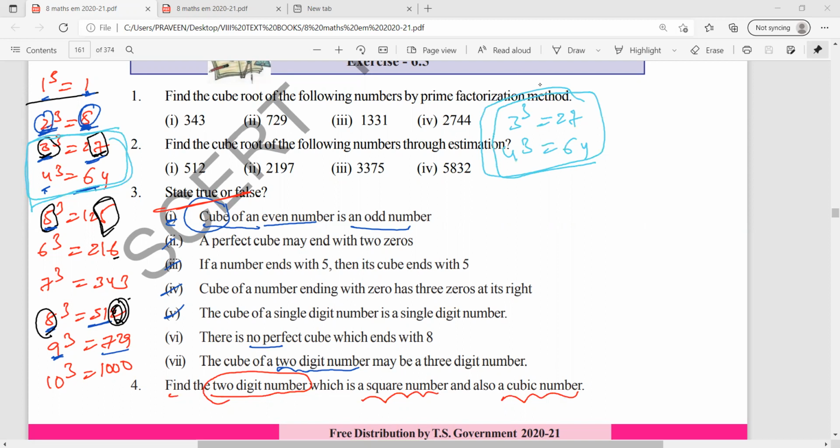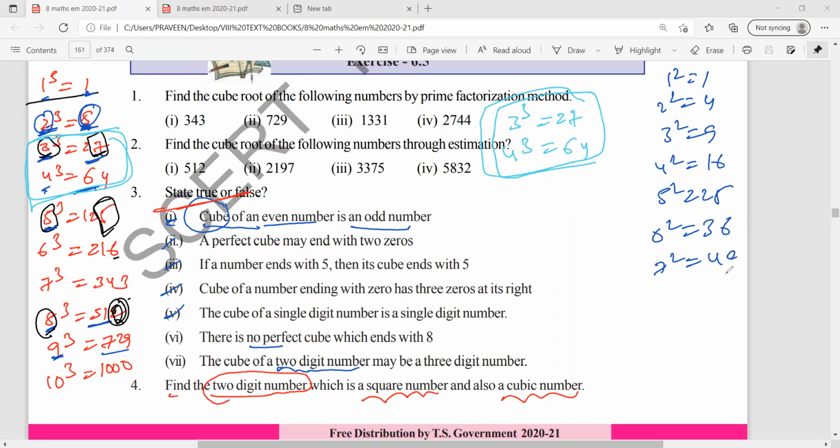Next, let's go for squares also. 1 square is 1, not possible. 2 square is 4. 3 square is 9. 4 square is 16. 5 square is 25. 6 square is 36. 7 square is 49. 8 square is 64. 9 square is 81. 10 square is 100. We want only two digit numbers, so we consider 16, 25, 36, 49, 64, 81.